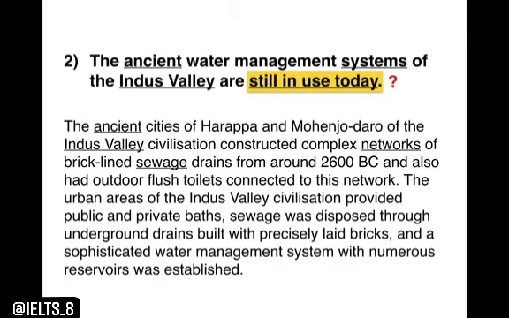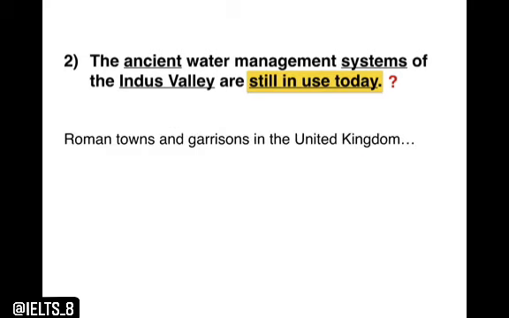So it's looking like a not given answer for me, but just to be safe, we could quickly check the beginning of the next paragraph. Roman towns and garrisons in the United Kingdom. Now this has gone on to a new topic now. It's not about the Indus Valley anymore, it's about Roman towns. So I think that we can safely say not given.